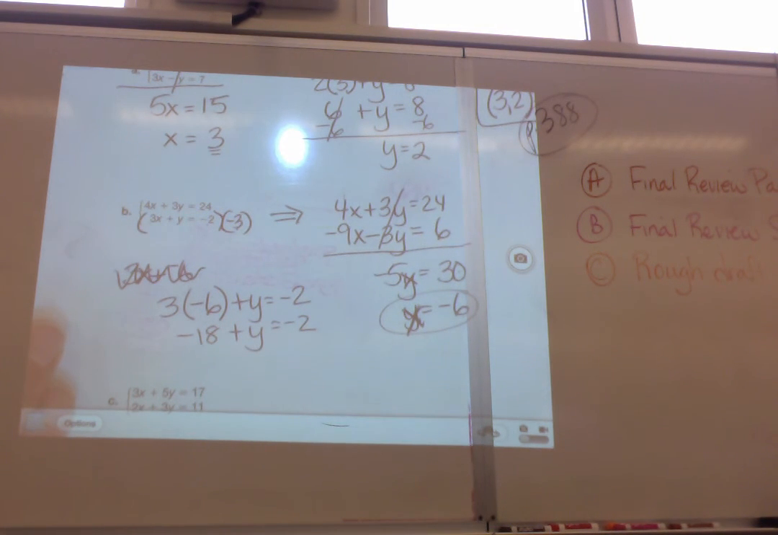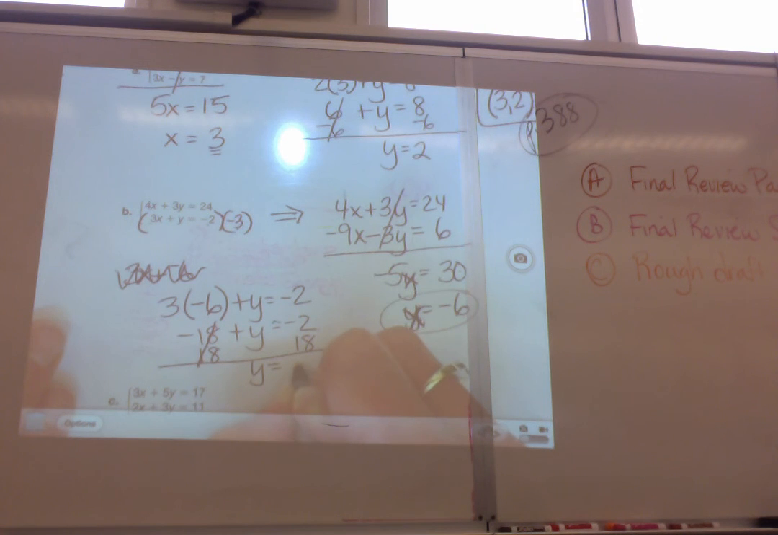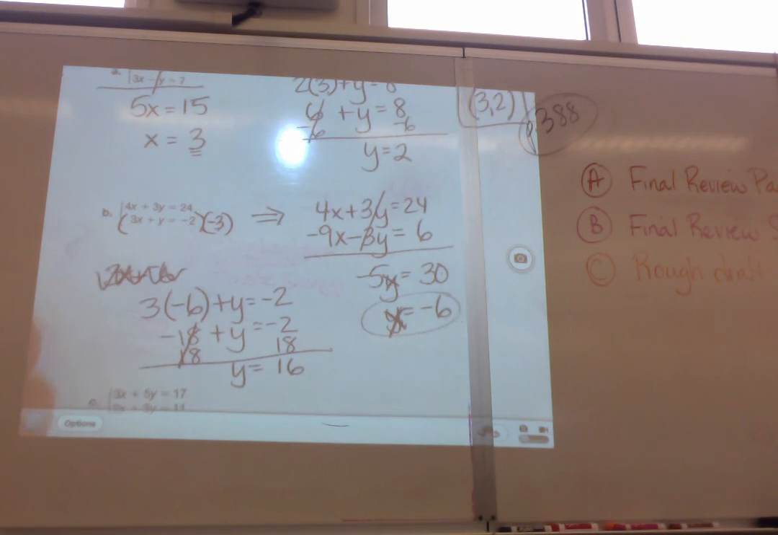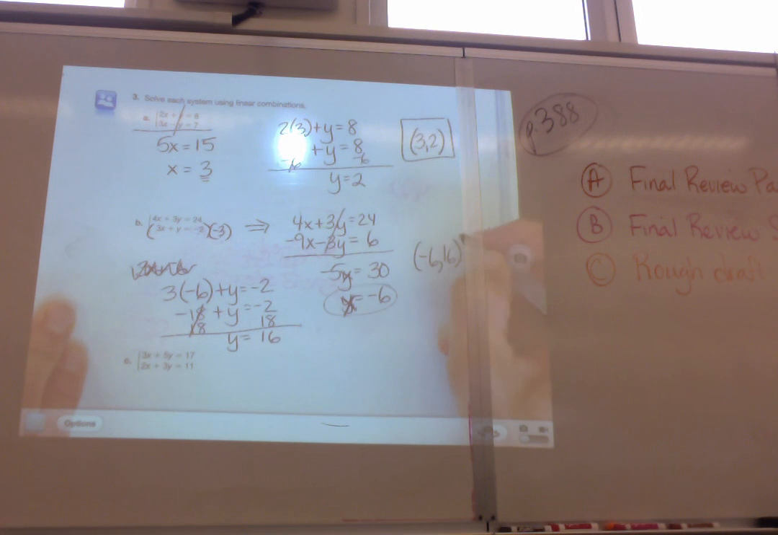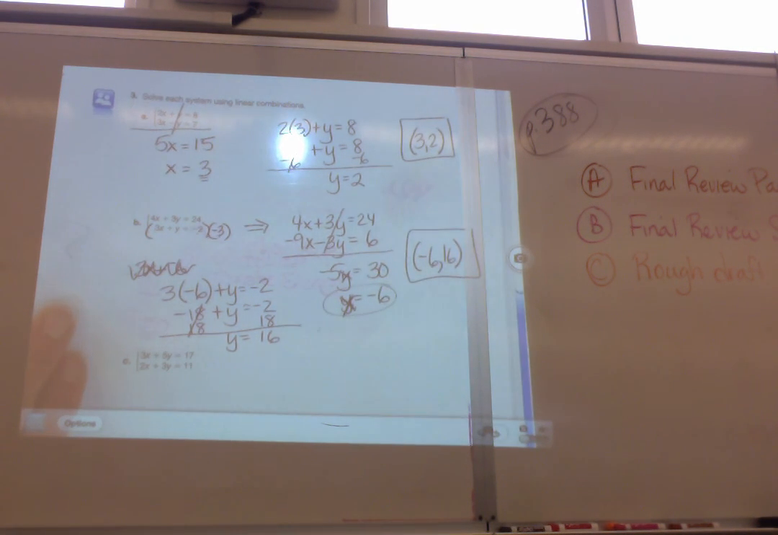Ernesto, how do I get y by itself? I want to get rid of this 18 and move it over there. It's a -18. How do I cancel that out? Add an 18. y equals 16. So my ordered pair is -6 was the x, 16 was the y. You go ahead and do C.